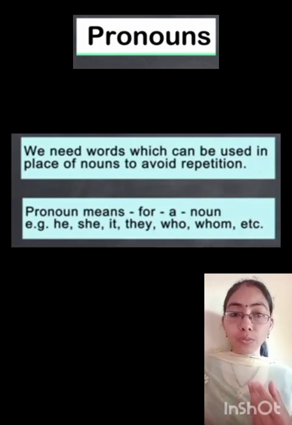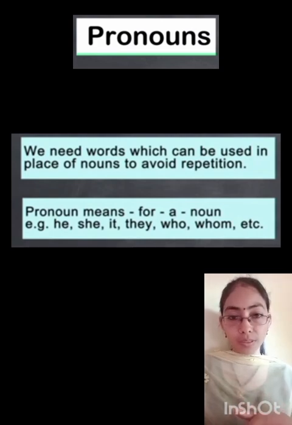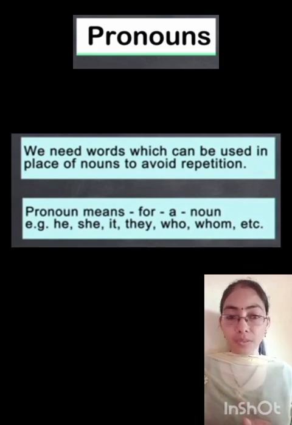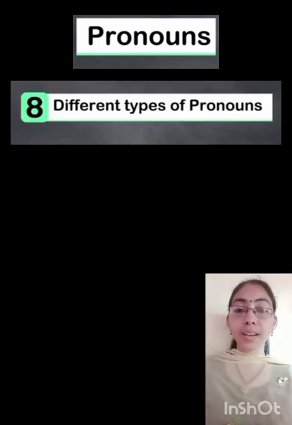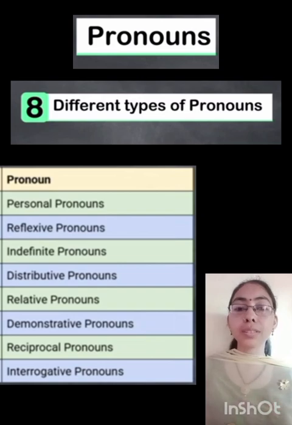So we need words which can be used in place of nouns to avoid repetition. Pronoun means for a noun. For example, he, she, it, they, who, whom, etc. Right? Do you know there are 8 different types of pronouns? They are on the table here. Okay, let's talk first about personal pronouns.